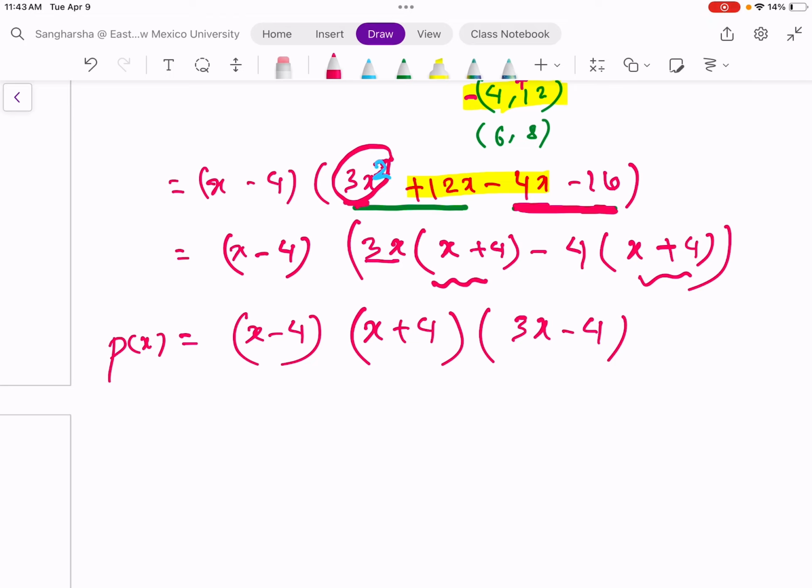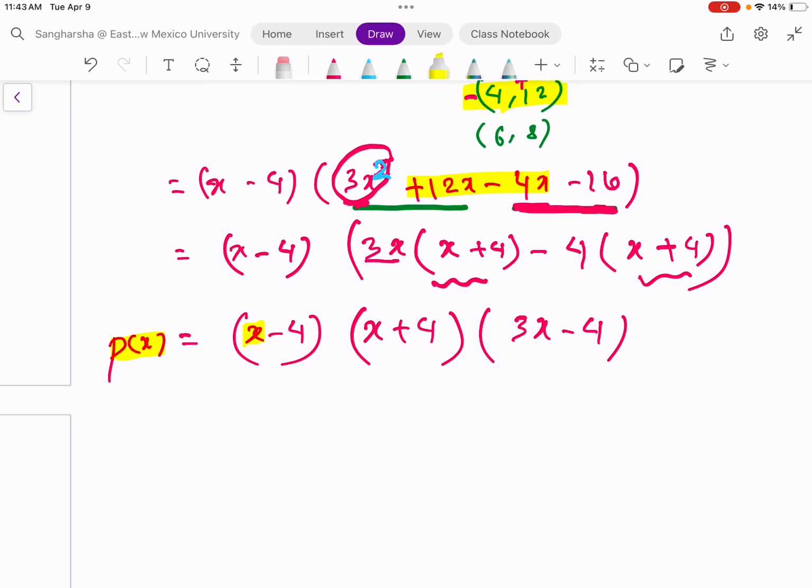Now from here, can we find any, like we already know 4 is the real 0, right? Now let's find the remaining 0 for this function. So what will be the remaining 0 for this function? Can you pick an x such that p of x is 0? We already know 4 is one. So 4 minus 4 is 0, and 0 times the remaining is 0.